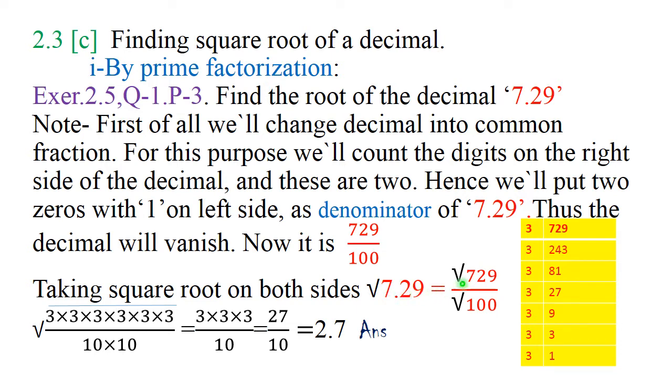Through prime factorization method, we have its pairs 3 into 3 into 3 into 3 into 3 into 3, and in the denominator we have 10 into 10. Taking 1 from each pair, we have 3 into 3 into 3 divided by 10. That is left with 27 over 10, that is equal to 2.7, the answer. And here are the prime factors of 729.